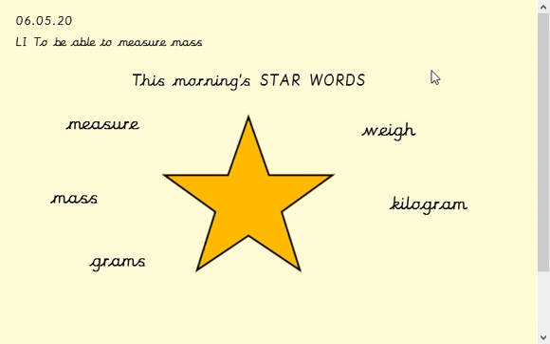Okay, being able to measure mass. Similar style words to previous lessons. We've got measure, mass, grams, weigh, and kilogram. Remembering, a key piece of information again this morning: there are 1,000 grams in a kilogram. Really important to remember. You need that this morning.